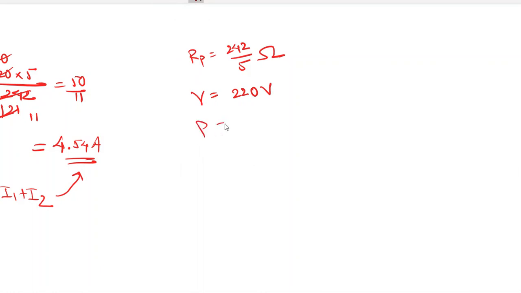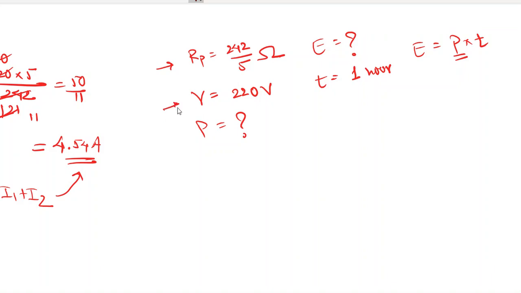I don't know the power, right? I don't even know the energy. I know the time for 1 hour, right? And I know one formula which says that energy is equal to power into time. So if I somehow find the power, I can find the energy consumed by both the bulbs in 1 hour. But for power, is R and V enough for finding power?